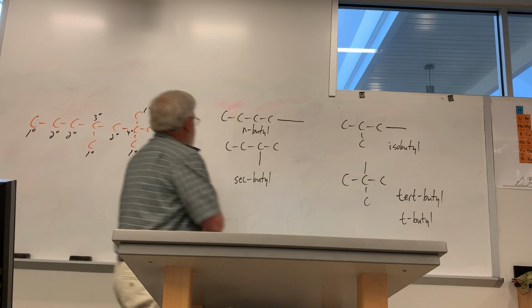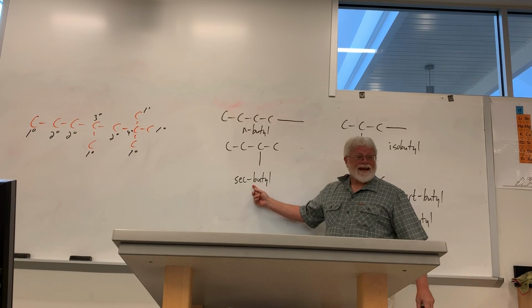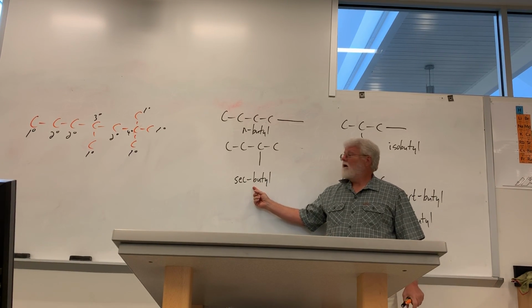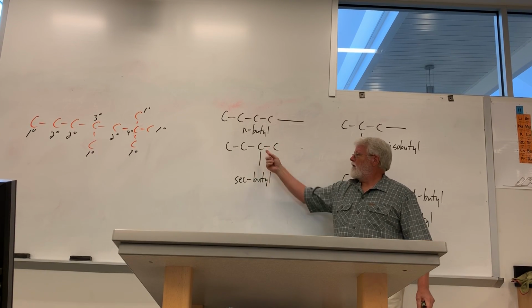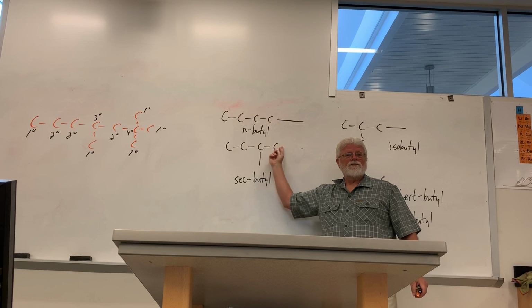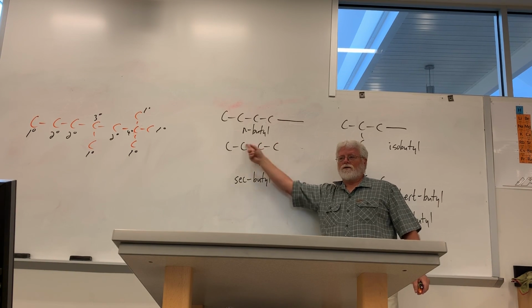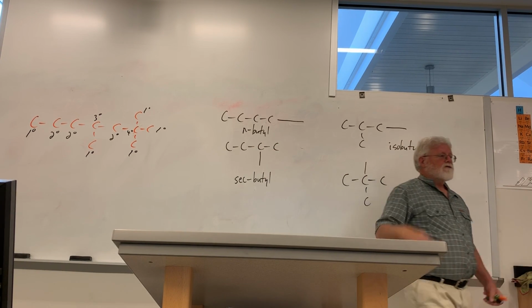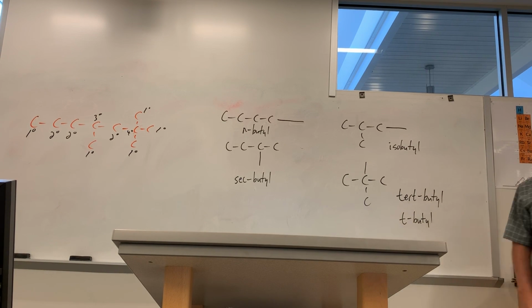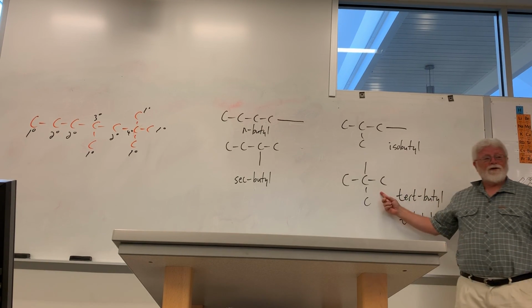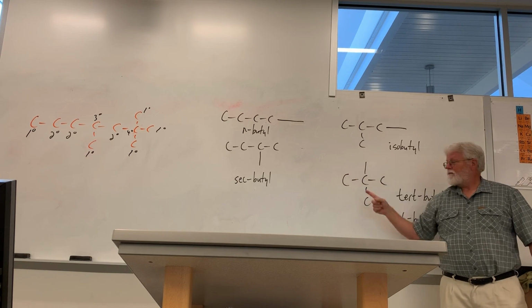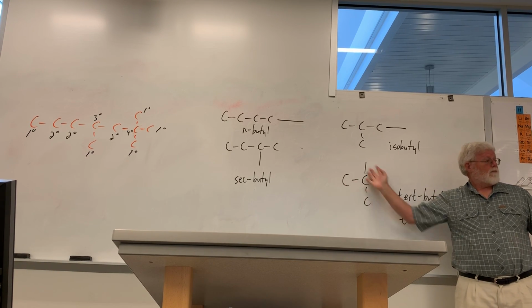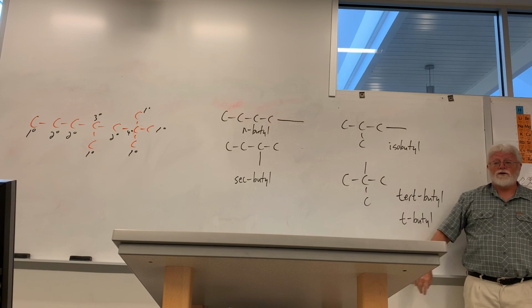So, this is called secondary butyl because the carbon that is bonded to the parent chain is bonded to two other carbons in the butyl group. So we're hooked on via a secondary carbon. This is called tertiary butyl because the carbon that is bonded to the parent chain is bonded to three other carbons in the butyl group. In other words, it's a tertiary carbon.